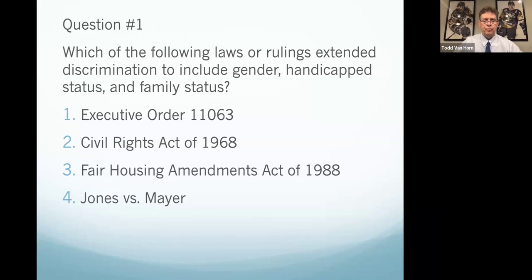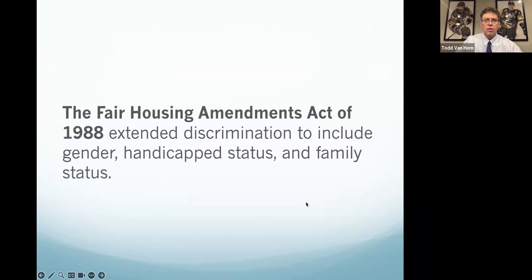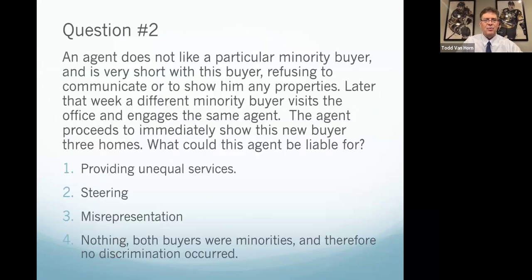Okay, the answer is the Fair Housing Amendments Act of 1988, which extended discrimination to include gender, handicap status, and family status. So yes, it's the Fair Housing Amendments Act. Next question. Oh, the answer was number 3 on that. Sorry about that. Next question, number 2.